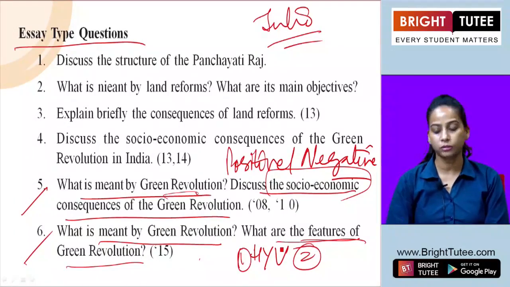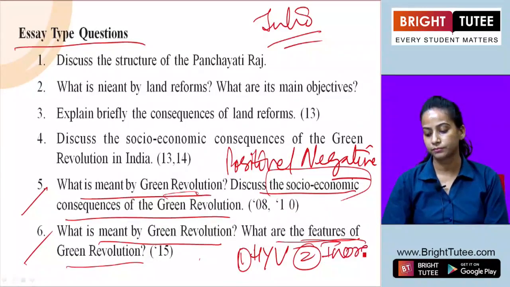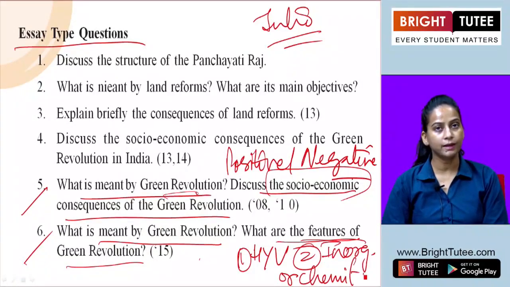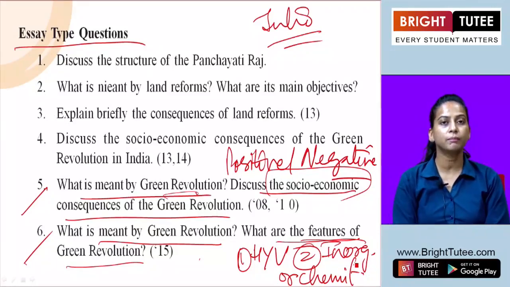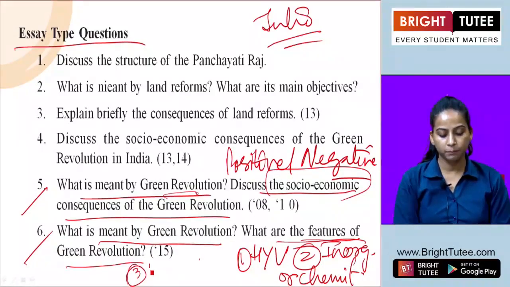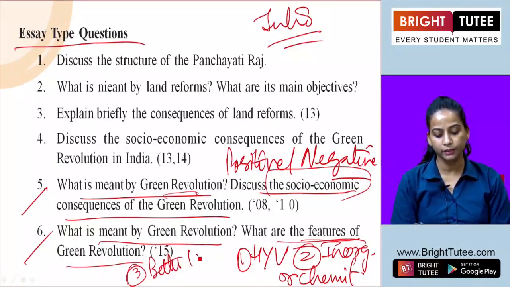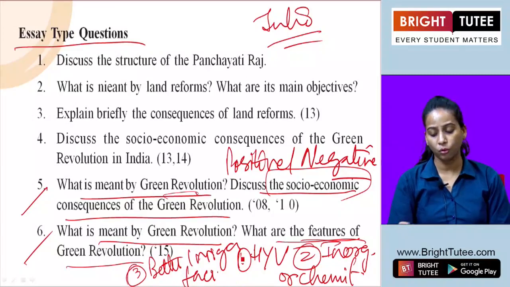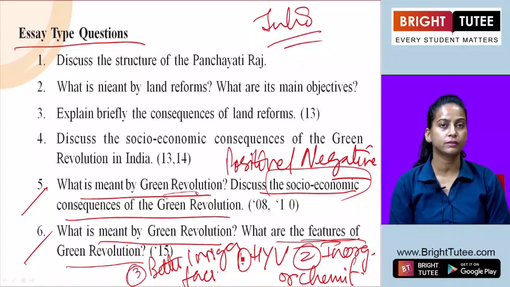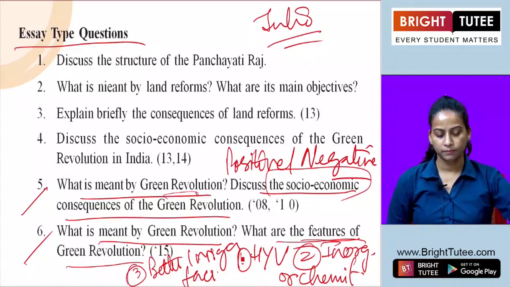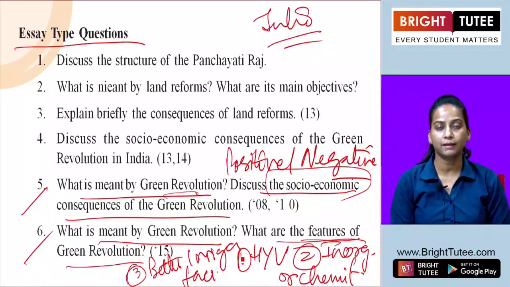Secondly, you can mention the use of inorganic or chemical fertilizers. Thirdly, you can mention the better or the modern irrigation facilities. So all these three are going to be the features of this green revolution. So these were the questions based on the topic green revolution.